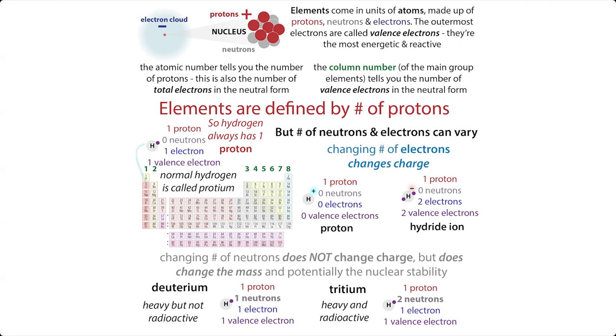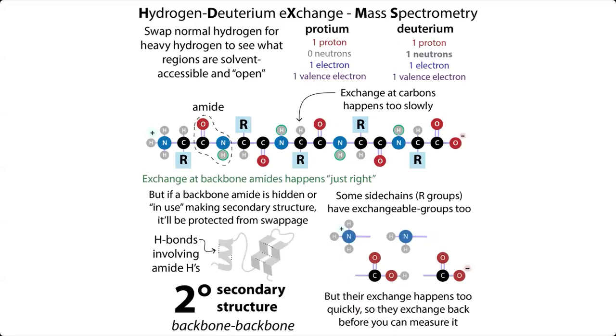So protium and deuterium are isotopes. Sometimes when you have isotopes, with different numbers of neutrons, the number of neutrons can be more than the atom can handle, and so it'll spit some things out in the form of radioactivity. Deuterium is not radioactive, so this is not a radioactive experiment, totally safe in that regard. But the deuterium is heavier, and it's heavy enough that you can detect it with specialized equipment like a mass spec. So we want to keep an eye on these amide hydrogens and see how they can exchange for deuterium.